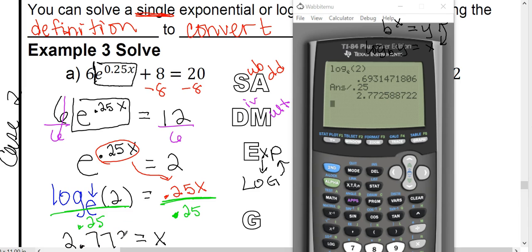2.7725 is going to round to 3. So that's the value of this one. A lot of these exponential equations are going to end up being decimals because they're not perfect logs. They're not logs that are on our chart.